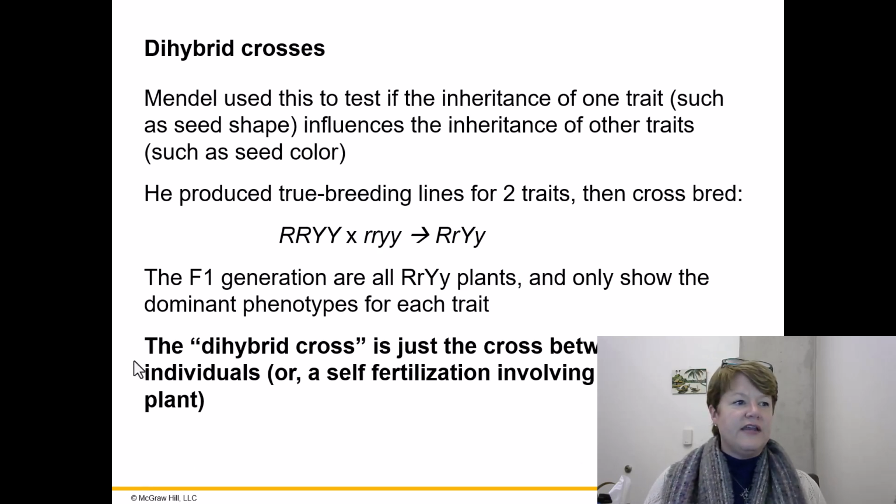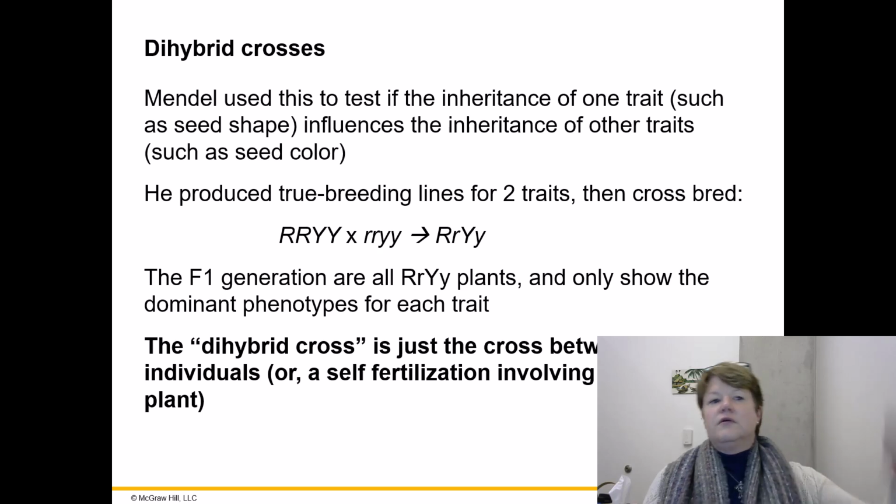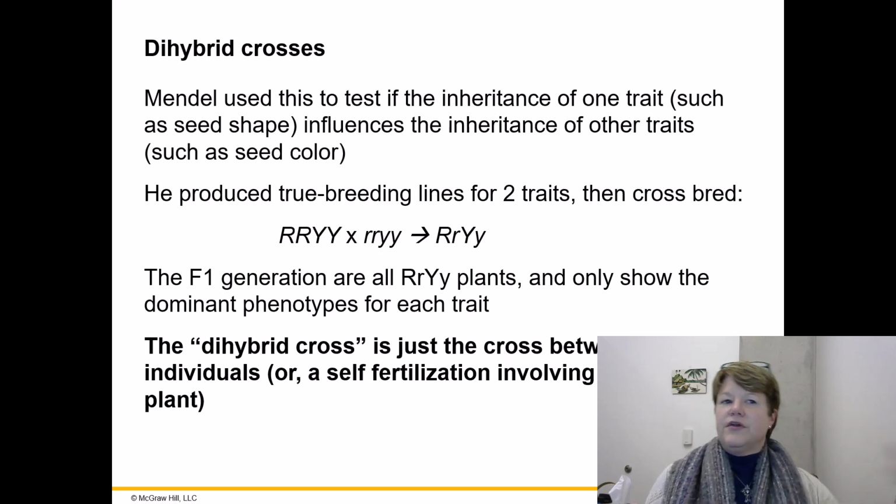So an easier way to say that is down here at the bottom. It says the dihybrid cross is a cross, always a cross between two double heterozygotes. Here I'm using the letters big R, big Y, little y. It could be any letter combinations, but two double heterozygous individuals. Or it could be a self-fertilization involving one individual who's acting both as the mother and the father.